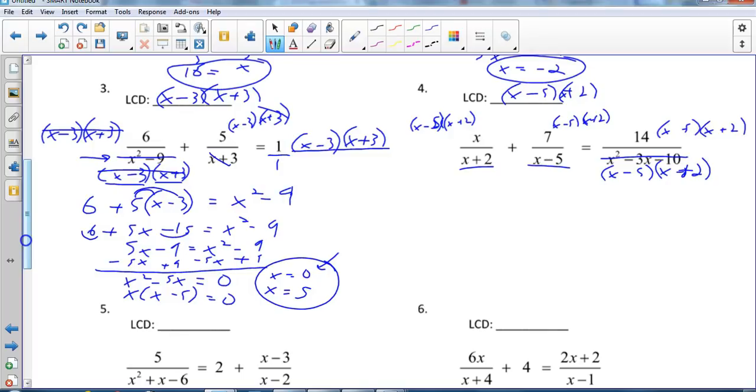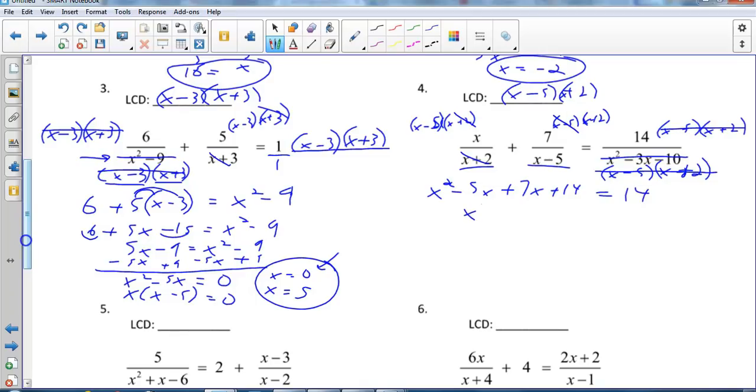So, go back to the first fraction. The x plus 2 is canceled. I end up with x times x minus 5. I'm just going to go right to the distributing. X squared minus 5x. Second fraction. The x minus 5 is canceled, which leaves me with plus 7 times x plus 2. So I'm just going to distribute right now. Plus 7x plus 14. And then on this side, everything cancels, leaving me just 14.